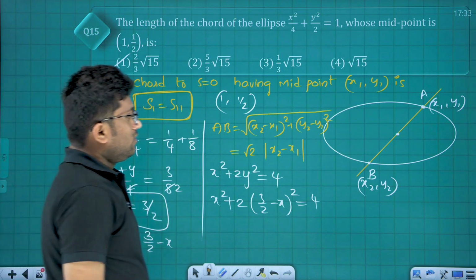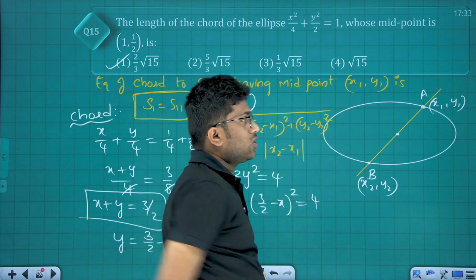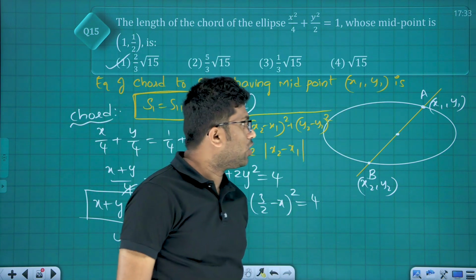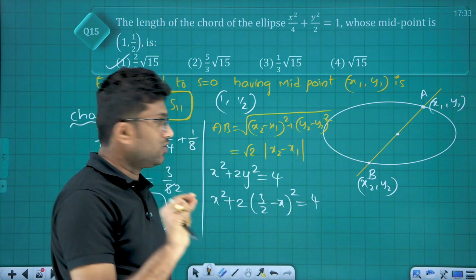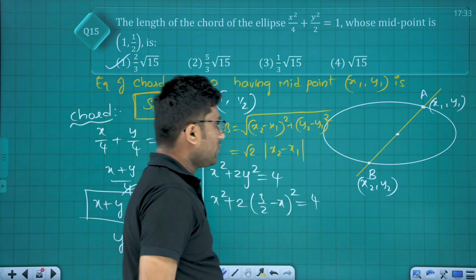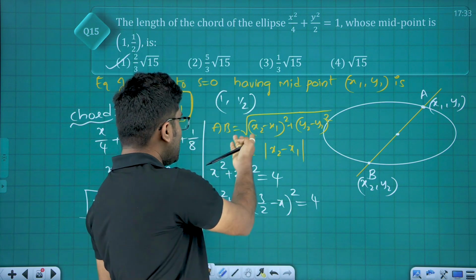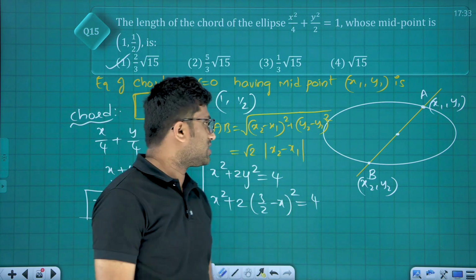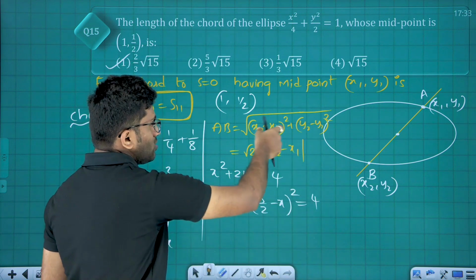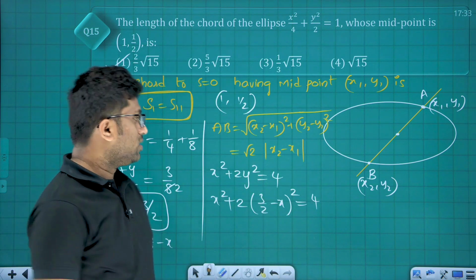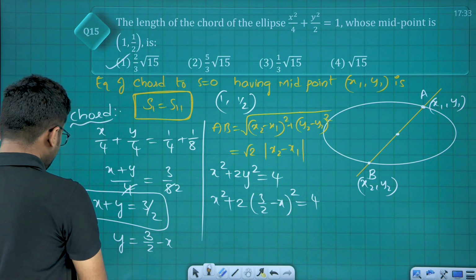Yes. First we have taken the points of intersection of the chord, and we have got the equation of the chord. After getting the equation of the chord, let the ends of the chord be (x1, y1), (x2, y2). Now the length of the chord is by the distance formula, but here y2 minus y1 is also equal to x2 minus x1. That is the most important point.